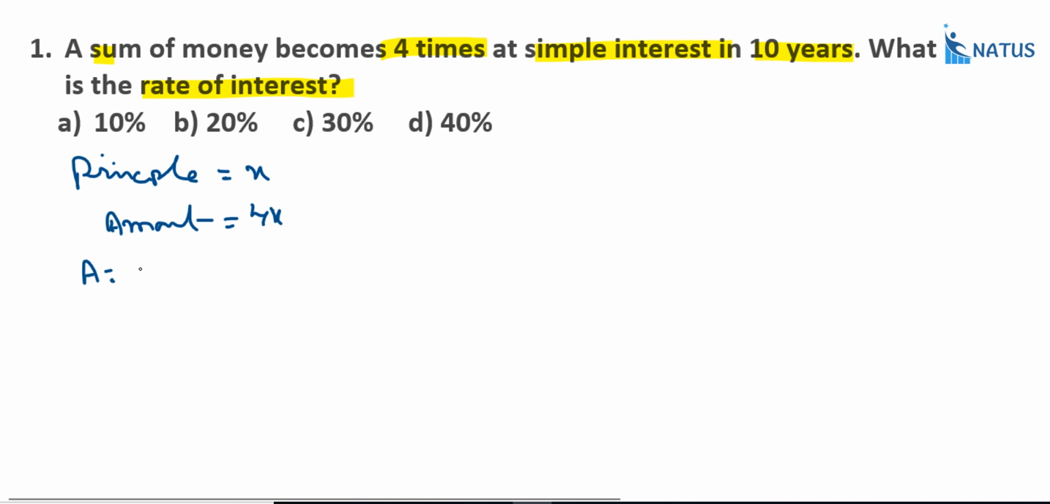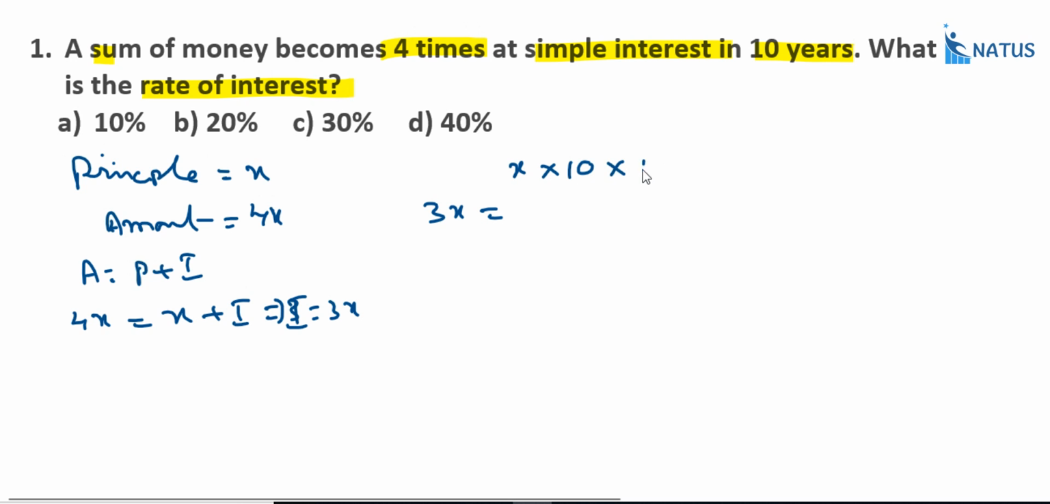Amount is equal to principal plus interest. Here we know that amount is equal to 4x and principal is equal to x, so the interest is equal to 3x. That implies I is equal to 3x. Now 3x is equal to principal x into the time period, 10 years, into rate of interest, let us take r by 100. The 0 gets cancelled, x gets cancelled, and the rate of interest is equal to 30%. Option C is the correct answer.